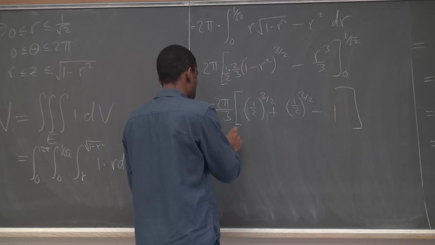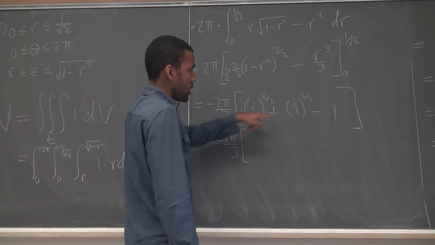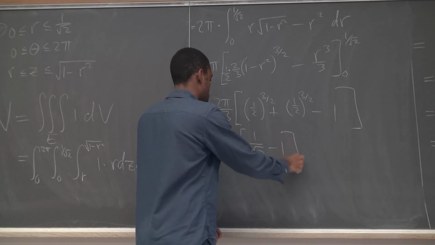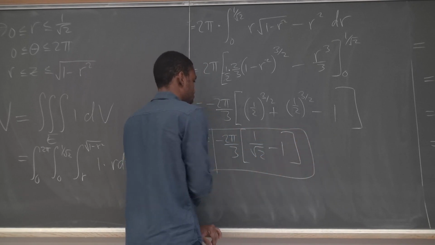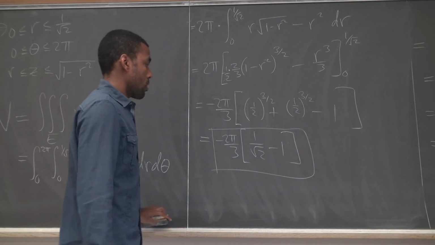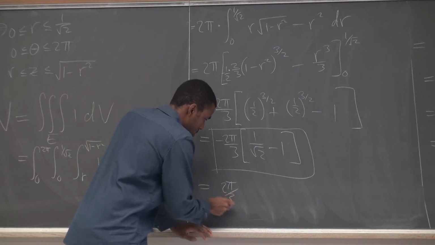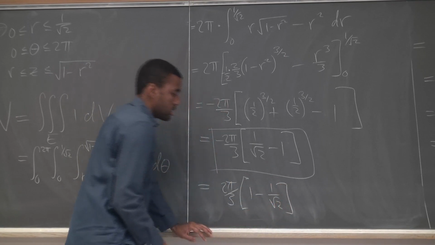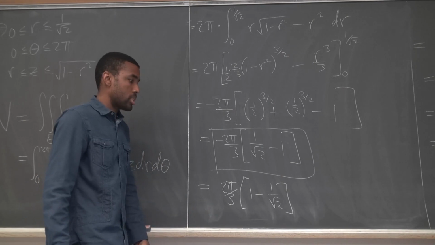So this is minus 2/3 pi. Yes, this is 1 over 2 radical 2, but I have 2 of those, so it's just 1 over radical 2. And that actually makes sense because that's the same as that, and 1 is bigger than 1 over radical 2. So this is actually a positive number.